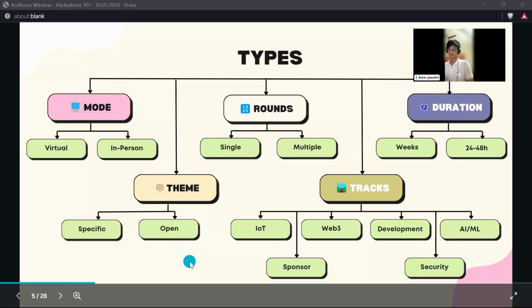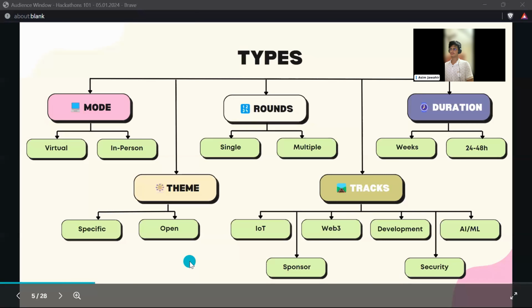Third is duration. As I mentioned previously, it could be 24 hours, 36 hours, or 48 hours. Offline ones are generally anywhere between 24 to 48 hours. ETH India was, for instance, 48 hours. If it's online, then it can be weeks long. A lot of companies also do hackathons for hiring, and those are generally anywhere from 1 week to maybe even 2 months. So you could find that. I'll show you where you can find these opportunities.